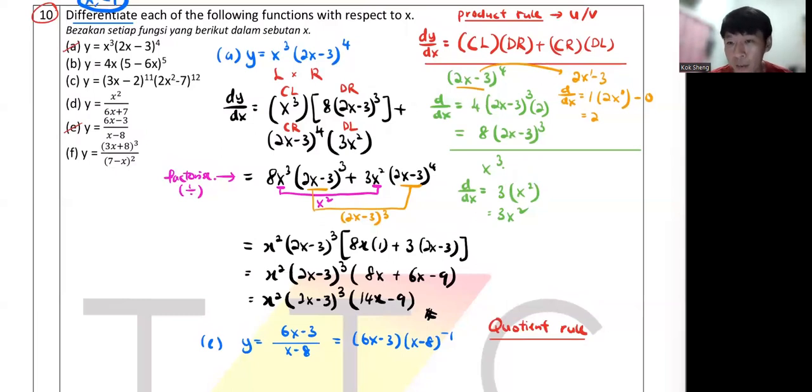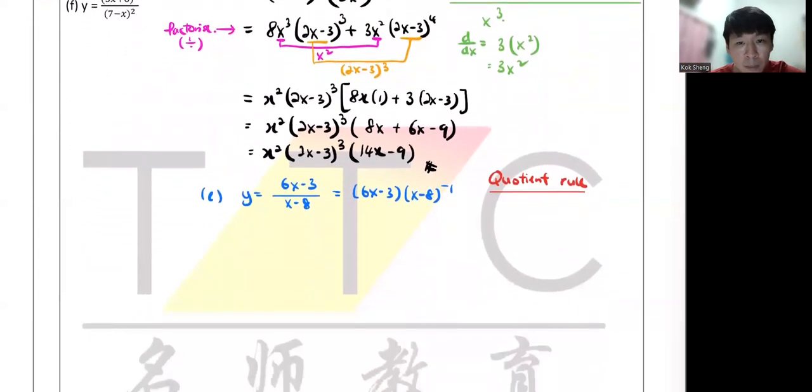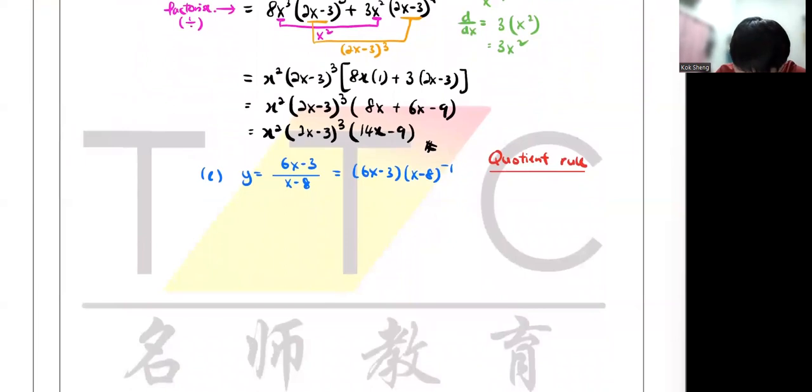Quotient rule also got the U and V. Yes, got the U and V, but no, I'm not going for the U and V. I'm going to change to top and bottom. T and B, you can see top and bottom. I go for top and bottom. Yeah, put the formula here first.